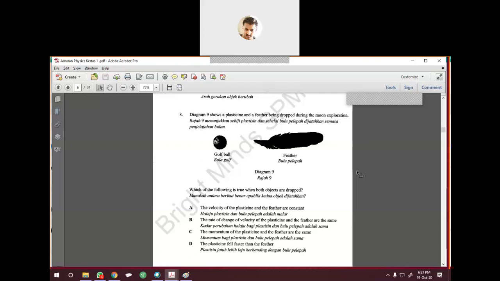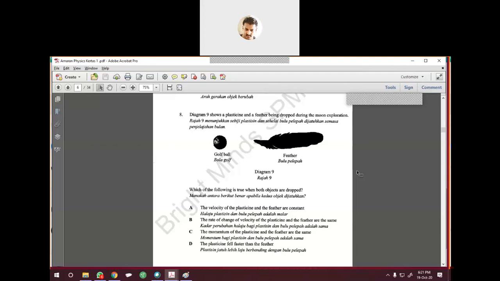The plasticine falls faster than the feather. Is it true? It's not a golf ball, it's plasticine. They put a golf ball, but they talk about plasticine. Will the plasticine fall faster? What is the meaning of fall faster? They didn't say it touched the ground first. They said fell faster. That means it's accelerating faster.